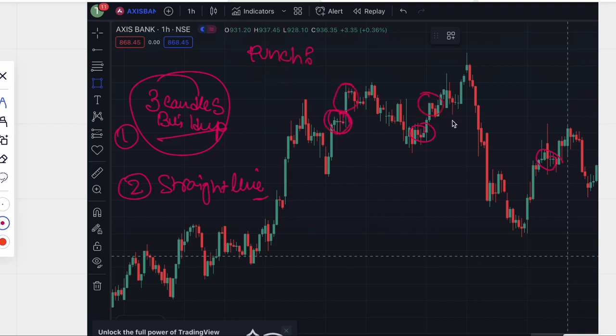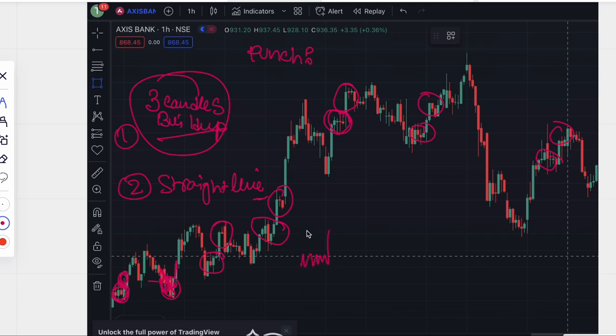This is a build-up, this is a punch. This is a build-up, this is a punch. Here we can see this is a build-up, this is a punch. This is a build-up, this is a punch, right? This is not a build-up. If you can see, it's not in a straight line, it's coming down, and the candles are so big compared to the punch. So this is not a build-up. This is also not a build-up, because if you consider this a build-up, it's fine, but the punch is not strong. So look at the combination of build-up and punch.